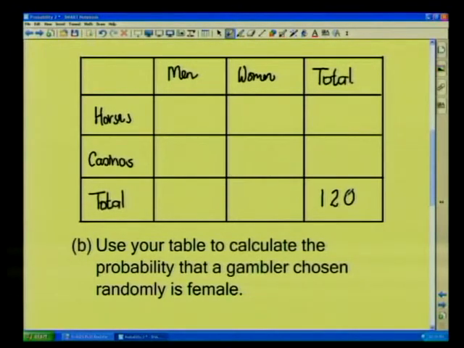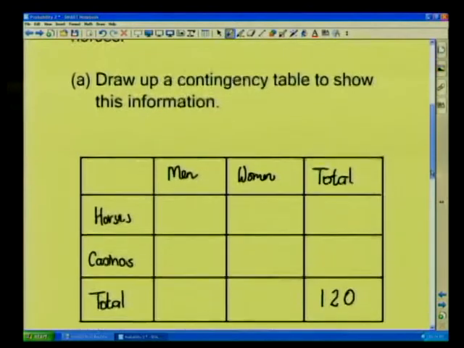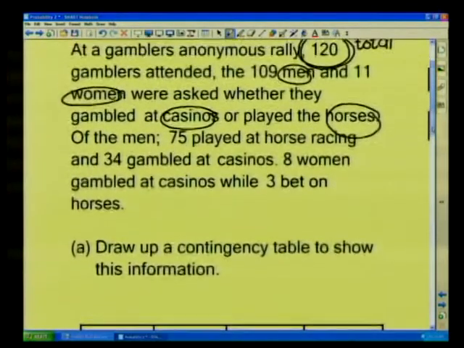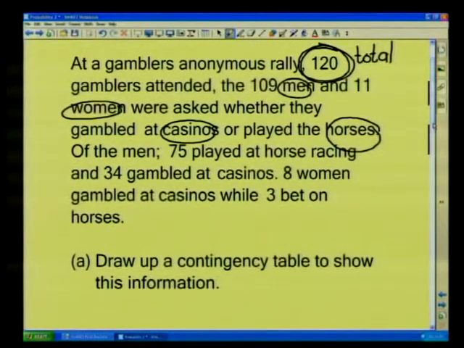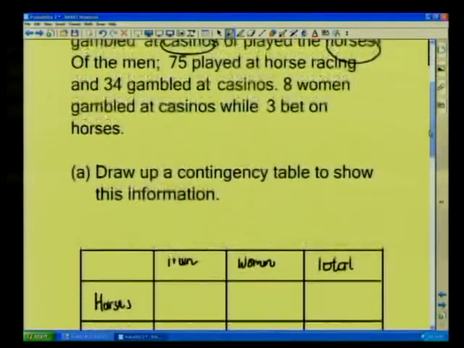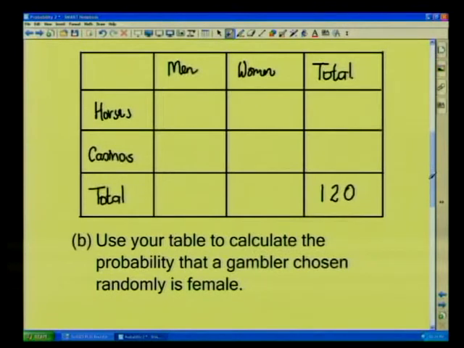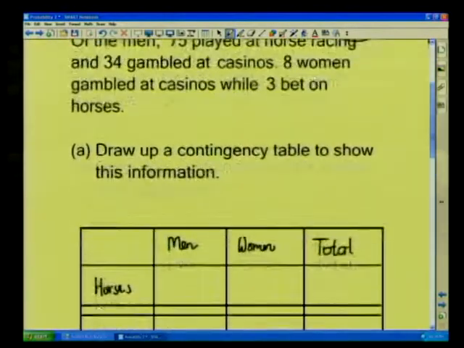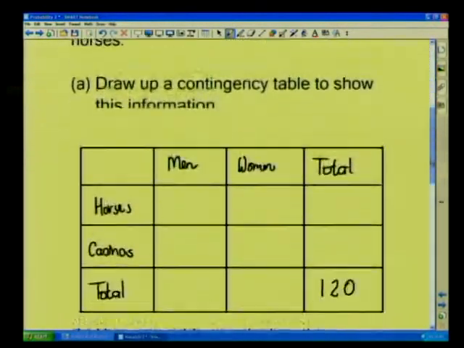Now this is quite a nice example because it tells us quite a lot of information. They've told us that there were 109 men and 11 women altogether. So if I go to the total of men and total of women, let's make sure we're getting this right: 109 and 11.